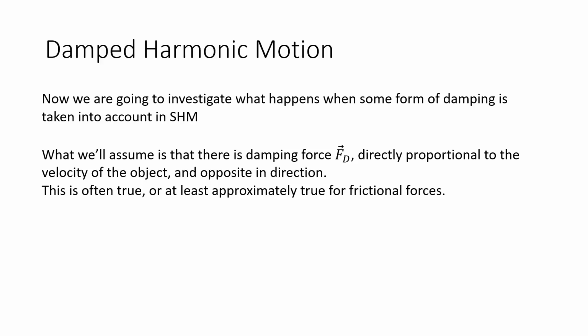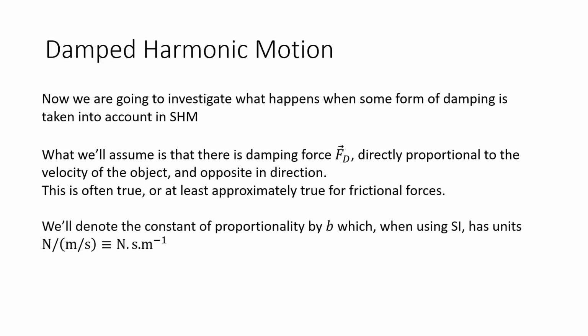Now compare this force to the spring force and see the similarities. That force is directly proportional, but to the displacement of the object from equilibrium, and also opposite in direction to that displacement. So the definition is similar. Now we'll denote the constant of proportionality by B, which when using SI units is Newton per meter per second. So for every meter per second that the object is moving, there is 1 Newton damping force. So similar to the spring force where we used K as the constant of proportionality, that had Newton per meter units, which means for every 1 meter displacement from equilibrium, there is a 1 Newton spring force.